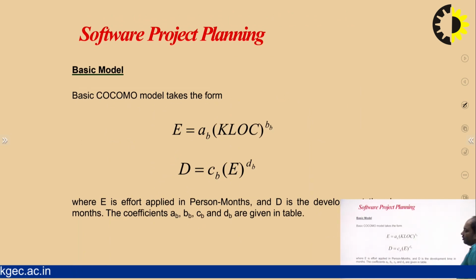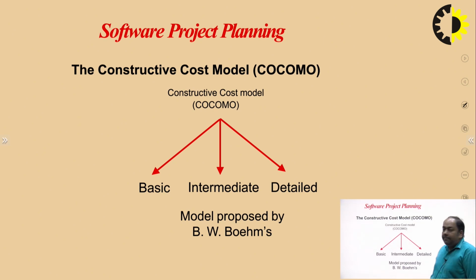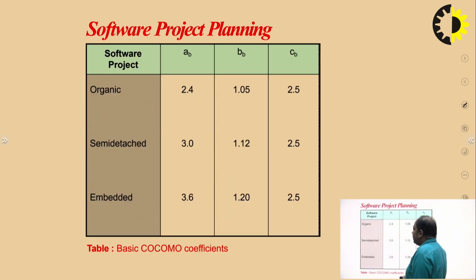So in the Cocomo model, the Constructive Cost Model, we describe all these three types of modes, and it is part of software project planning, in which there are three types of model which I described earlier: first is basic, another is intermediate, and third is detailed. First I will talk about the basic model. The basic model takes the form where E is the effort in person-months, KLOC is the lines of code required for any project, D is the development time, and A, B, C and D are coefficients which have constant values as given in the table.